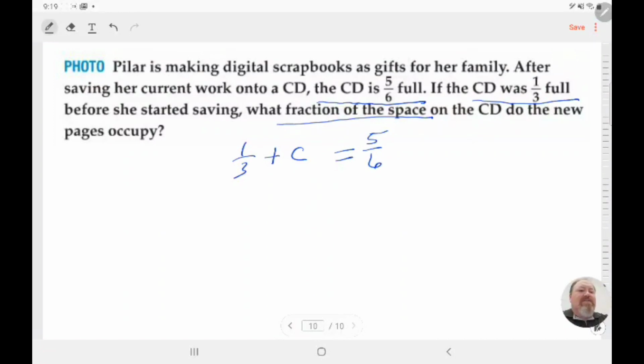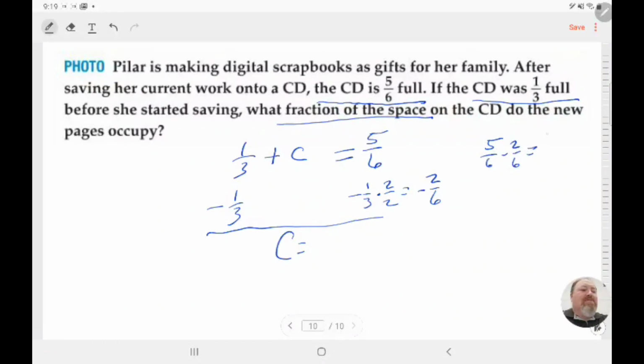and that should equal again 5/6. Well, same way, just with a fraction. So I subtract 1/3 from both sides. 1/3 minus 1/3 is 0, so that leaves me with a C. Now, 5/6 minus 1/3, we have to get a common denominator first. So that would give me a negative 2/6. Okay? And over here to the side, we'll say 5/6 minus 2/6.